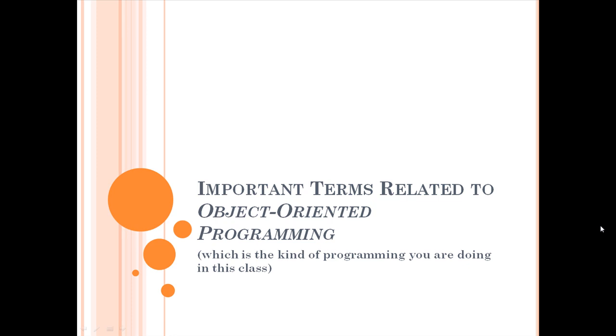Okay, everyone, now that we have a little bit of programming under our belts, we need to talk about some important terminology that we're going to be using from this point forward. These terms are related to what we call object-oriented programming, which is the type of programming that you're doing in this class with Small Basic, and it's really the norm today for modern programming. So we'll get just a general idea of what this means.